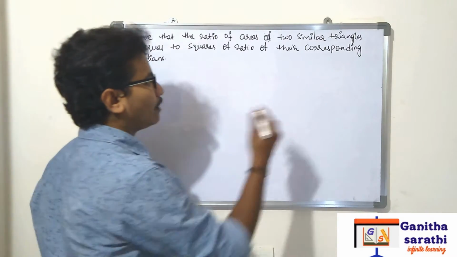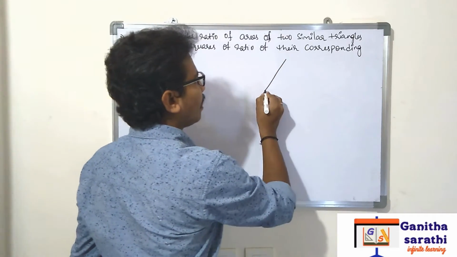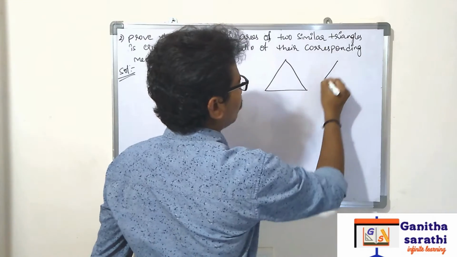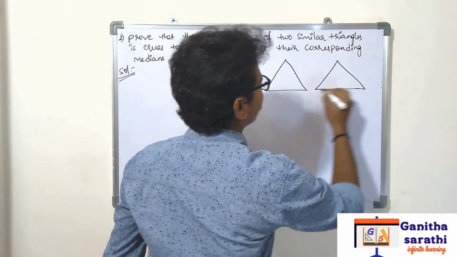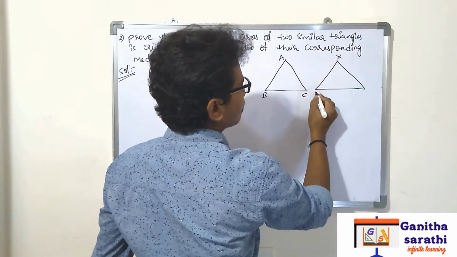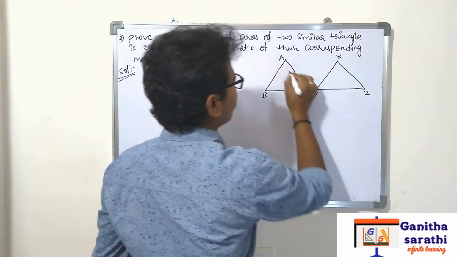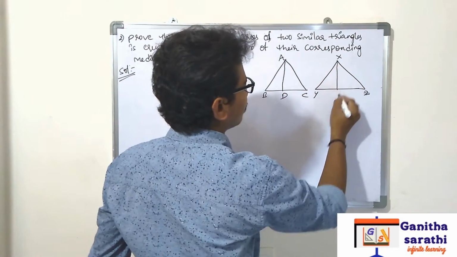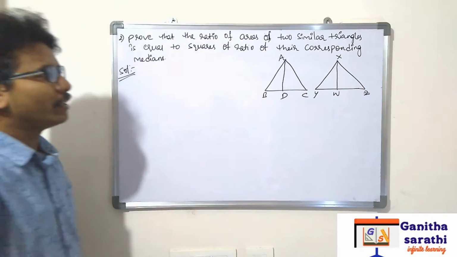Okay. Now take two triangles. In the same way how we have proved the theorem, in that way only we will prove it. Okay. Take two similar triangles A, B, C and X, Y, Z. Okay. D, W. Okay. These are the medians.